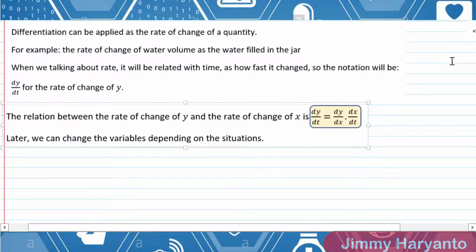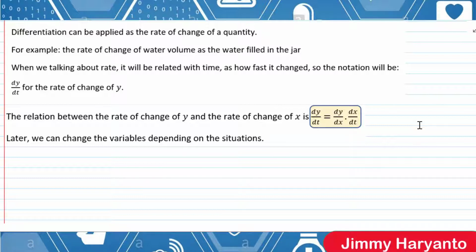Next, the relation between the rate of change of y and the rate of change of x is dy over dt equals dy over dx times dx over dt. Later, we can change the variables depending on the situations.